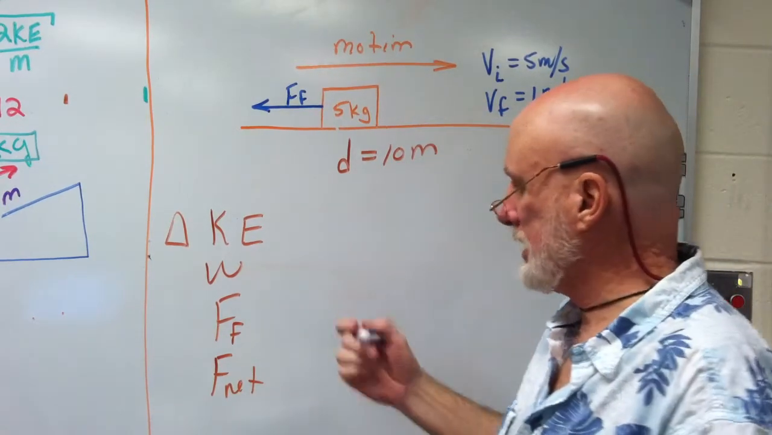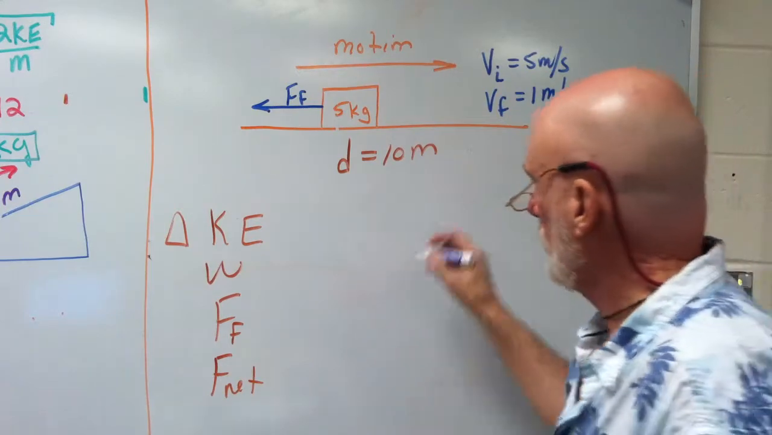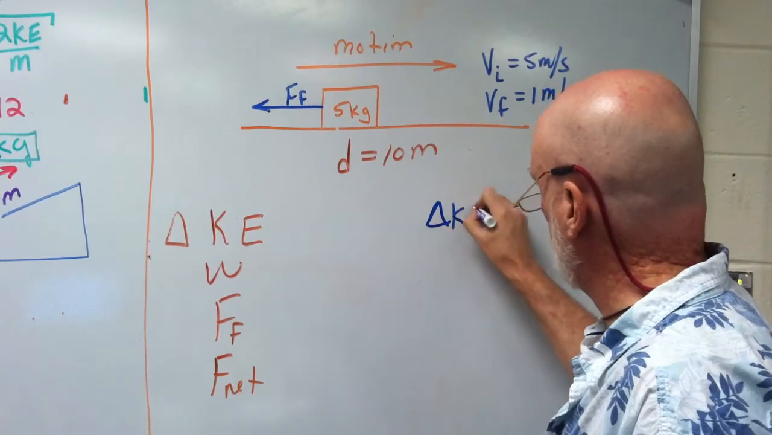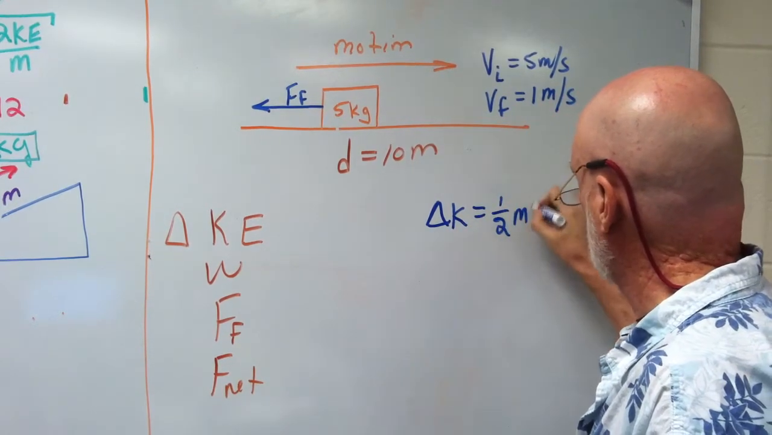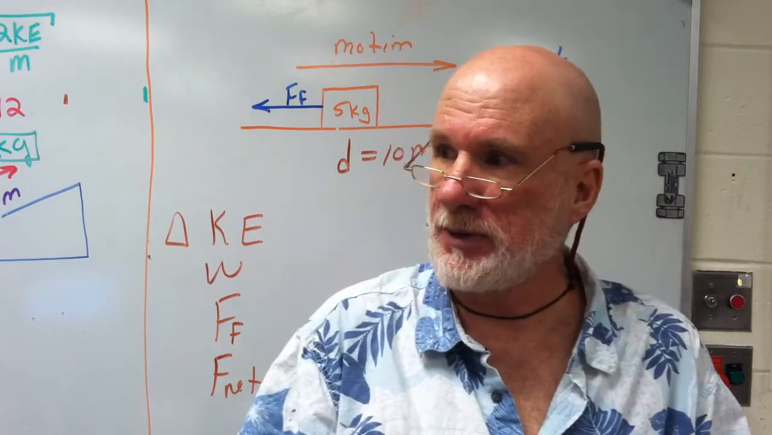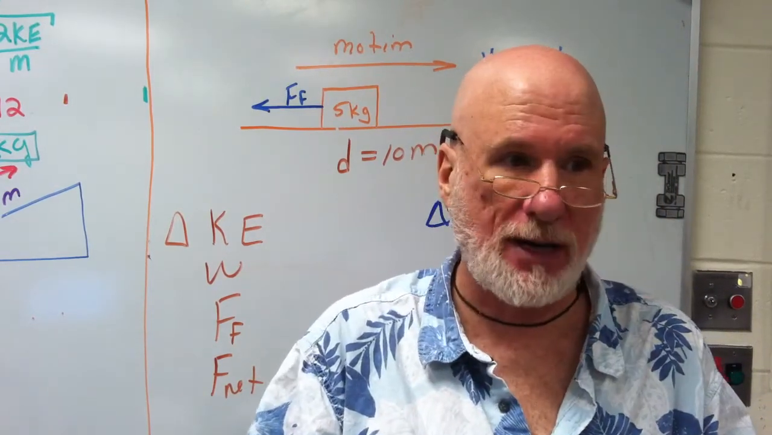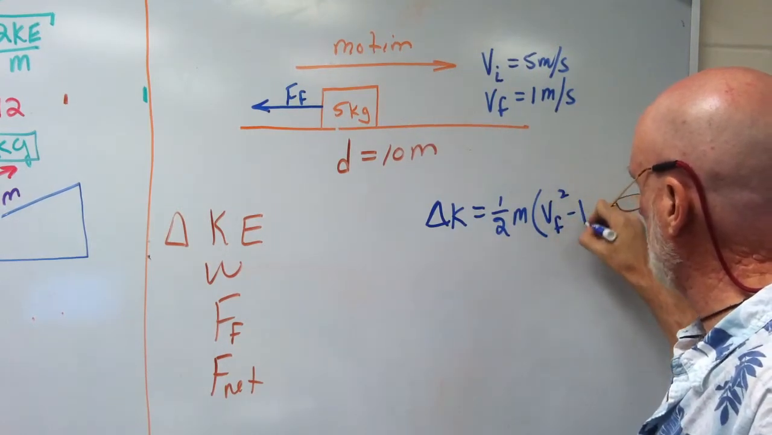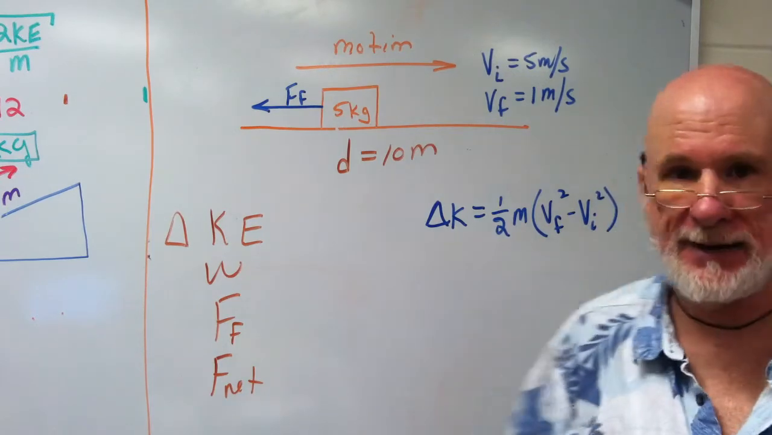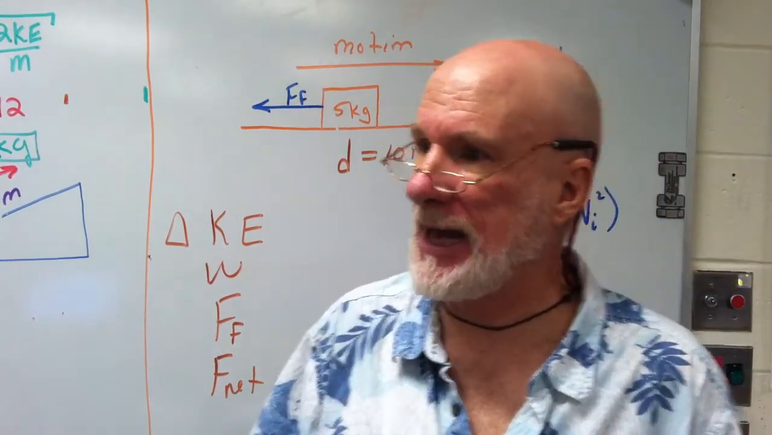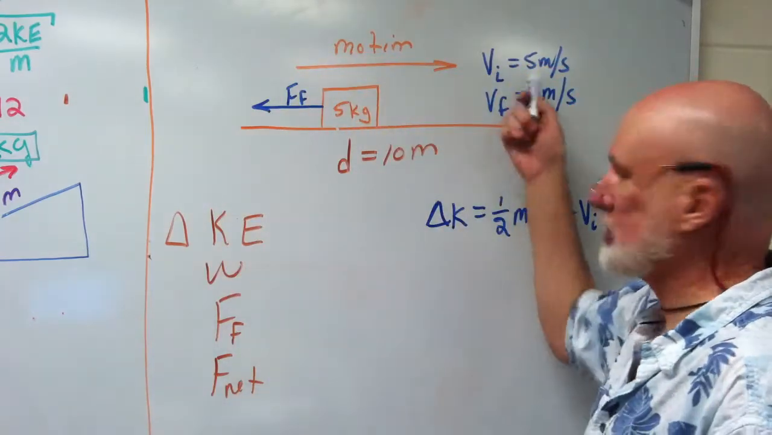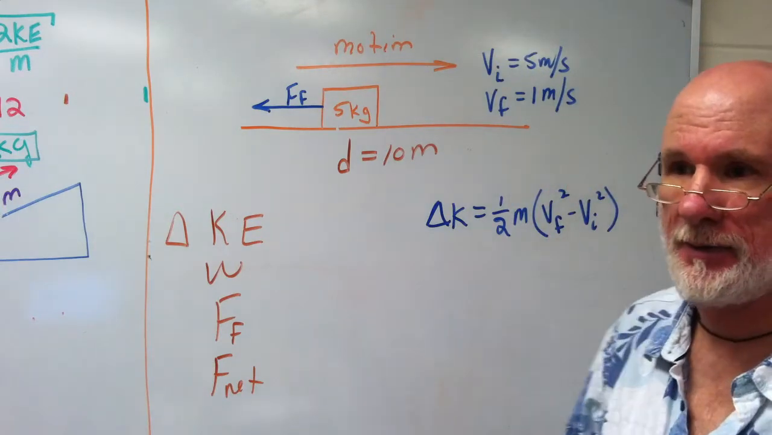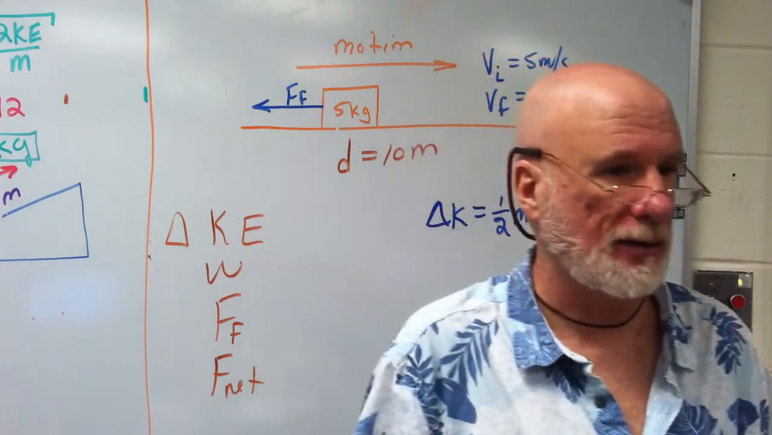Now, let's look and see what some of the things we want to use. We want to use this for kinetic energy. You ready? The change in kinetic energy is going to equal 1/2 the mass, right? Times what? Difference of squares. Times final velocity squared minus initial velocity squared. That's going to find the change in kinetic energy. What was the kinetic energy when it was going 5 meters per second? What was the kinetic energy when it was going 1 meter per second? What's that change in kinetic energy going to be? Things you want to ask.